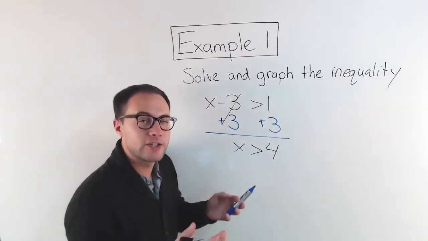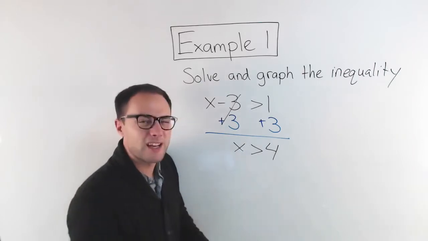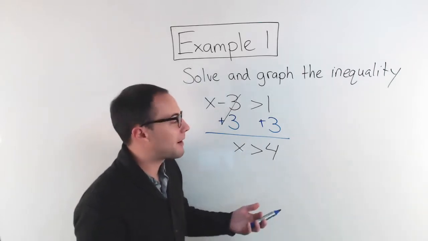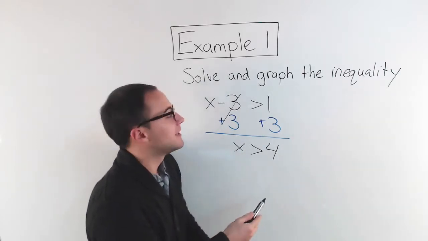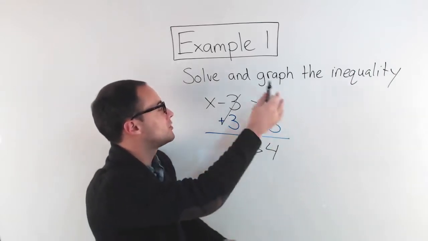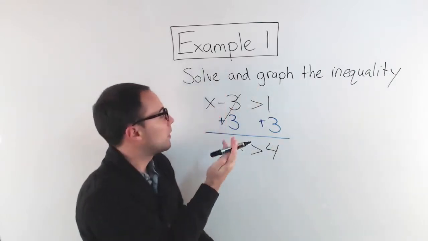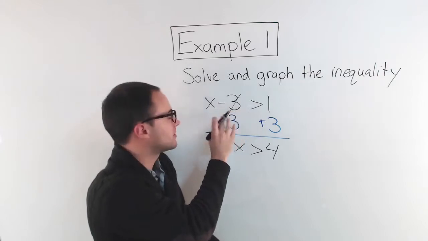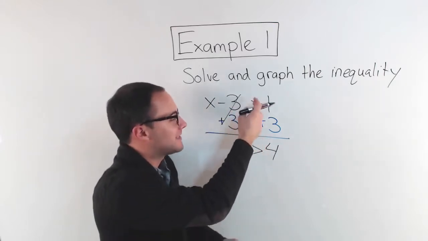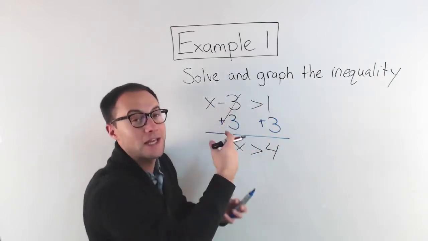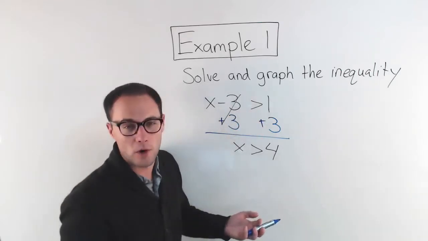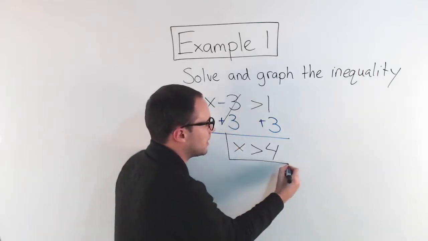Now, if I wanted to check that, just pick a number that's greater than 4. How about 5? 5 is greater than 4. So if I take that 5 and substitute it back in, 5 minus 3, is that greater than 1? Yeah, 5 minus 3 is 2, which is greater than 1. So that works. So that is my solution.